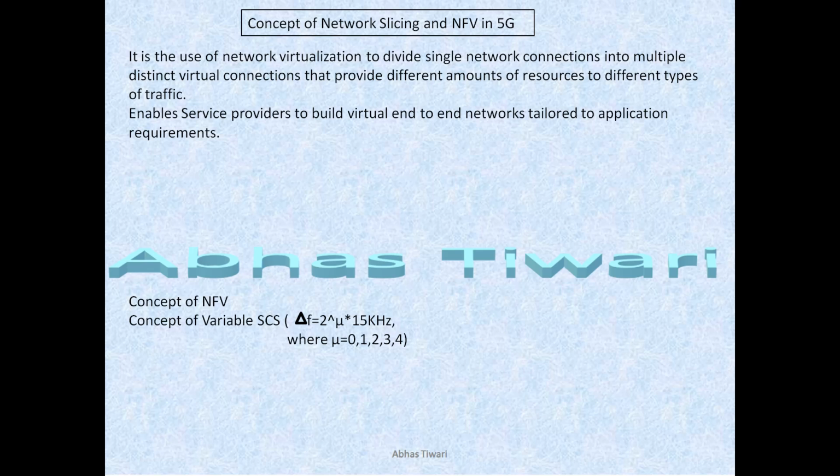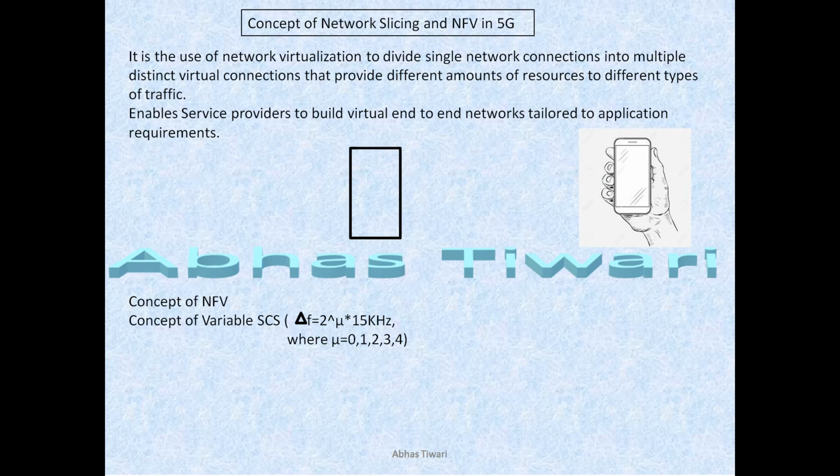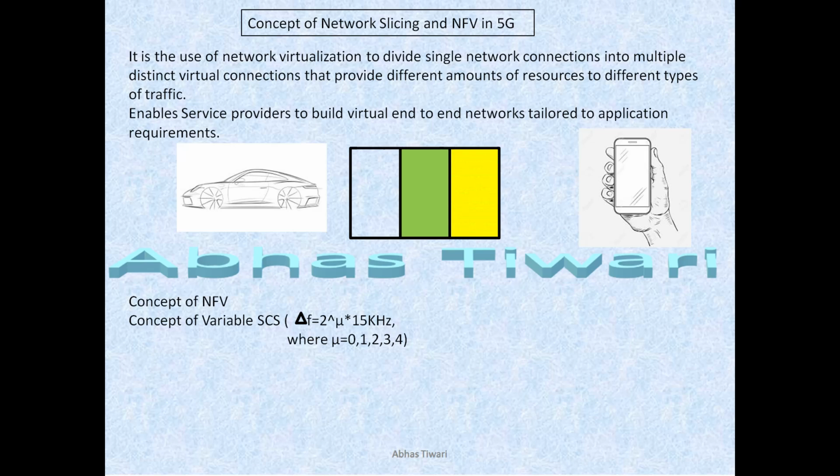Let's have an example. This is one slice of the network, cellular. This is another slice of the network: ultra low latency, like a self-driving car. We cannot tolerate any latency in a self-driving car because decisions are very quick. So this is ultra reliable low latency. Machine to machine communication is another kind of communication we can also have.